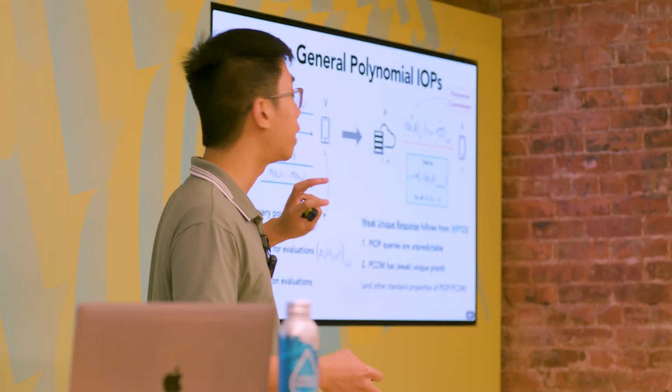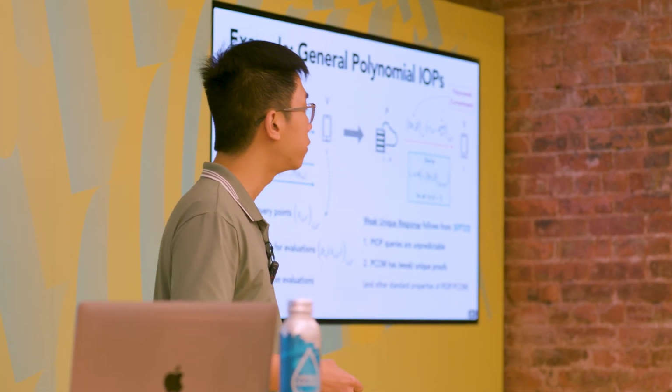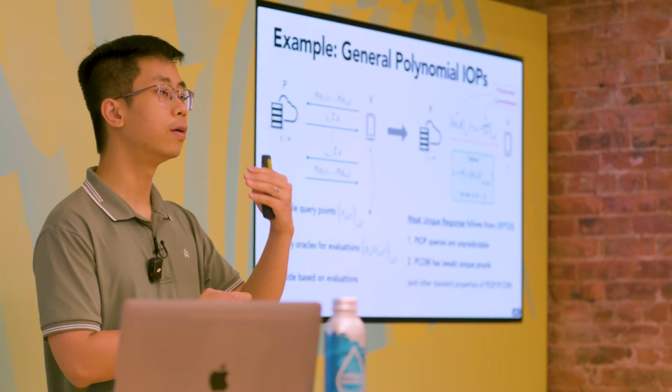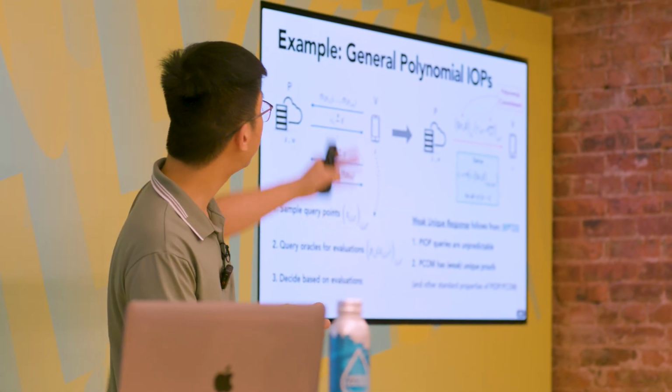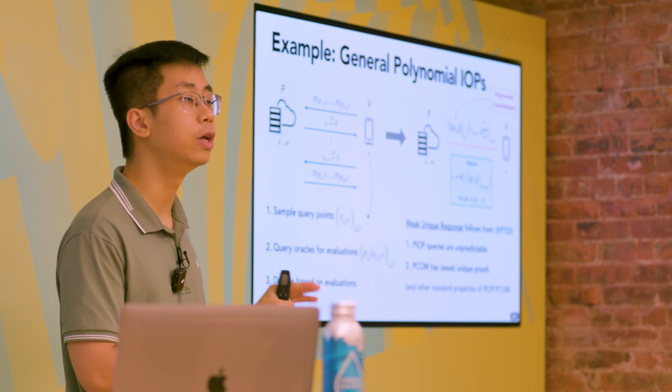This is a template that you can use to show that the existing SNARKs that come from polynomial IOPs are simulation extractable.